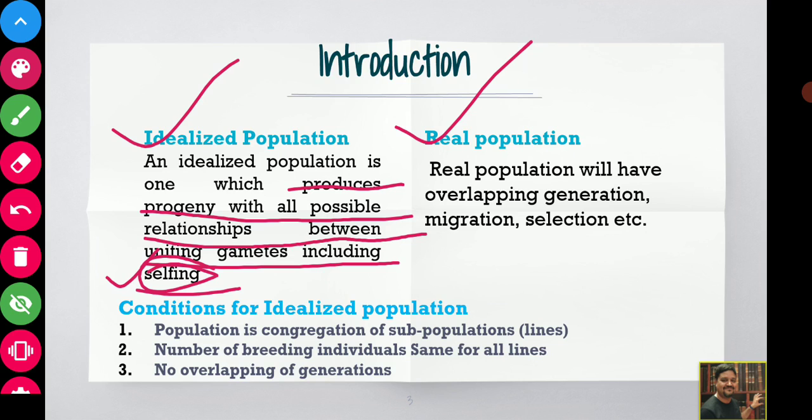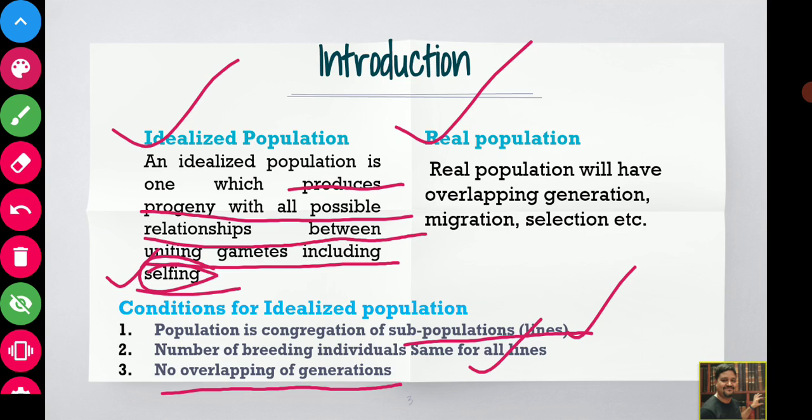The conditions for an idealized population: first, an ideal population is a congregation of subpopulations or lines. This ideal population is divided into different lines or subpopulations. Secondly, the number of breeding individuals is the same for all the lines, so all the breeding individuals are present in all the lines. And third, there will be no overlapping of generations. So these are the three main criteria of an idealized population. A population is said to be idealized if these three conditions are met.